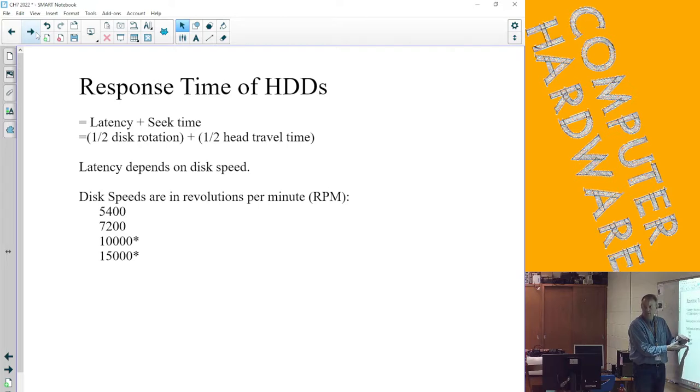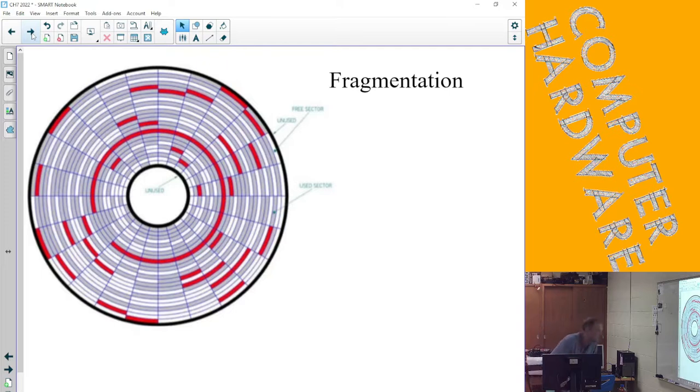They do exist. They do go that fast, but they're not normal drives because they generate so much heat because they're going so fast. And because they're going that fast, they use more electricity as well. So response time is a function of rotational speed. So the faster it spins, the faster it can get to data. So the last thing is fragmentation. Fragmentation means a file is all over the place. Okay? And if I have a file that's all over the place, it takes longer to find.